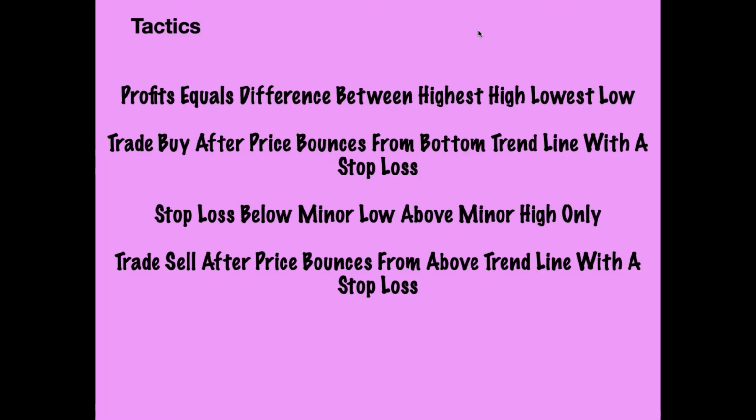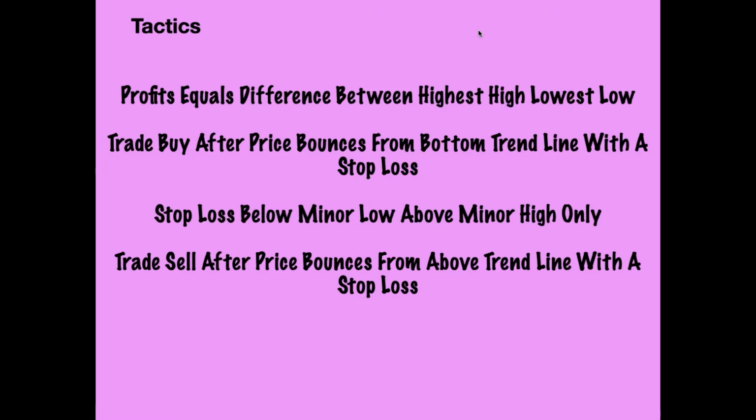Why not 80? Simple reason: we don't know the trade was false until the price crosses below the low. The price may come to 80 and bounce from there, even to 78. The price may come to 78 and then bounce back. Therefore, the stop loss should be considerably below the low, not too far below, not close to the low, but considerably. That's why 75 should be the stop loss. Now the next thing says stop loss below minor low, above minor high only.